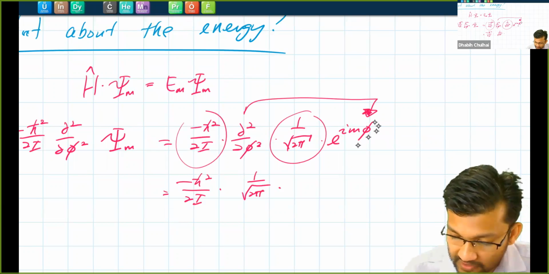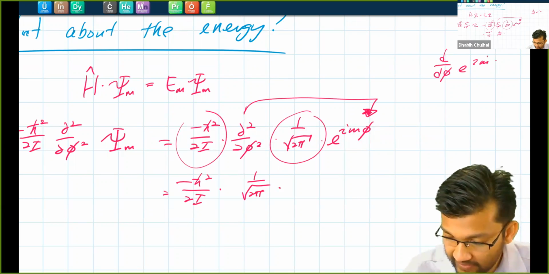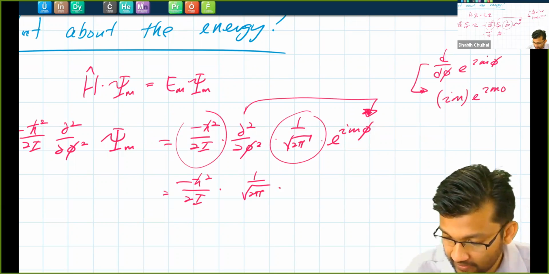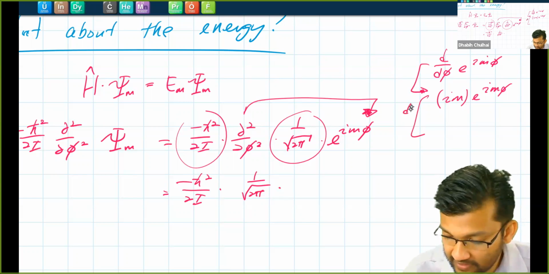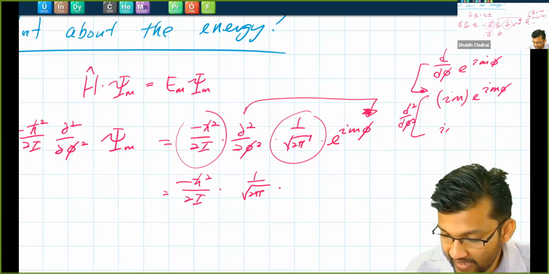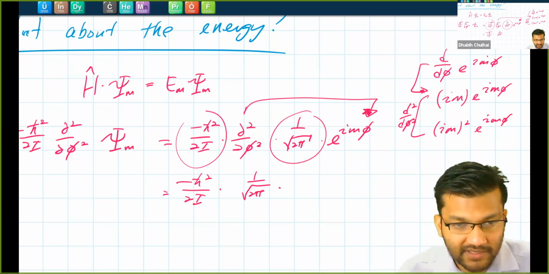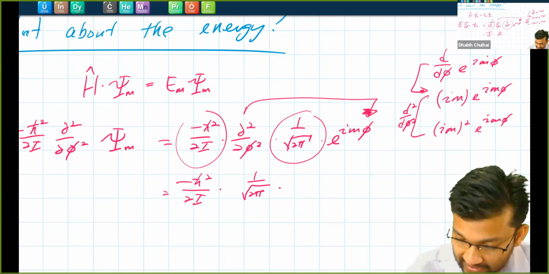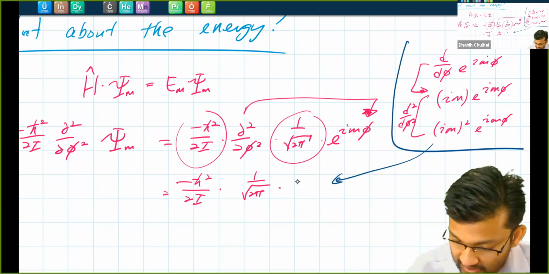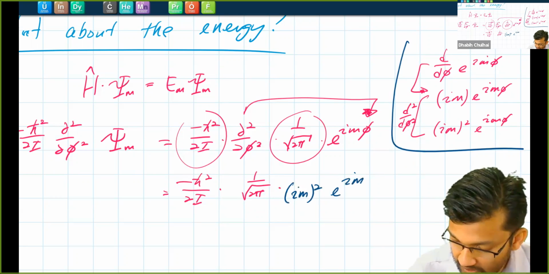If we take the first derivative with respect to phi of e to the i m phi, it comes out to be just i m times e to the i m phi. And if you take another derivative, the second derivative, it just becomes i m squared times the same function. That's why we went with exponentials. Their derivatives and integrals are easy to work with. So that whole second derivative becomes i m squared e to the i m phi.